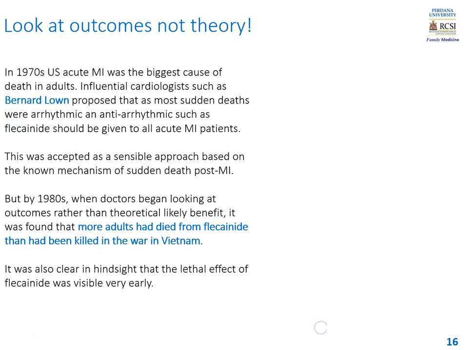So let's look specifically at this example from the US. In the 1970s, with the rising level of death from coronary artery disease, particularly myocardial infarction, a prominent cardiologist such as Bernard Lown proposed that flecainide, a drug which prevented the continuation of ventricular tachycardia and its progress to ventricular fibrillation, could be very useful and should be given to all patients with acute myocardial infarction. This sounded very sensible and logical, and it was done in several trials and in large-scale practice.